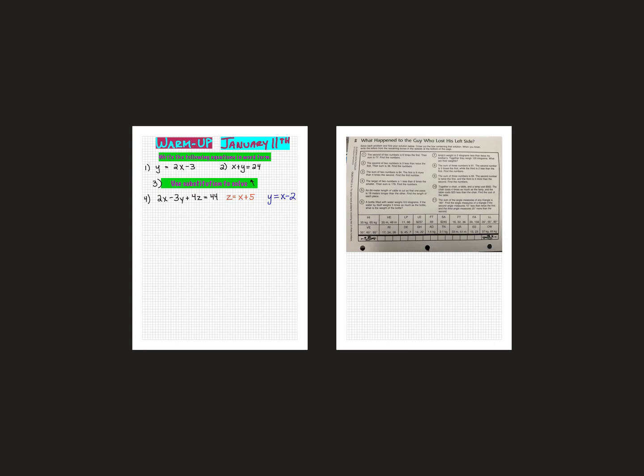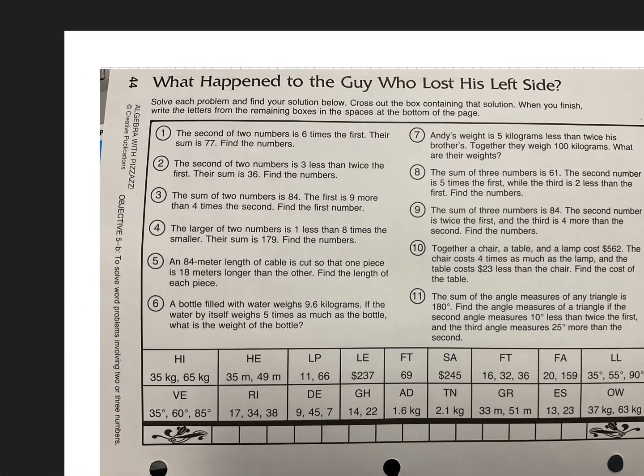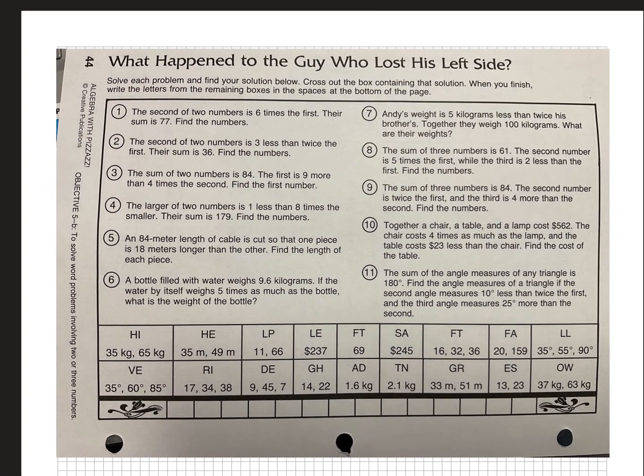All right, guys, now we're going to take a look at the homework, like we said over here. Now, some of these you guys can, I'm just going to go through and give you the equations first. Let's go ahead and look to see if you were able to do this.